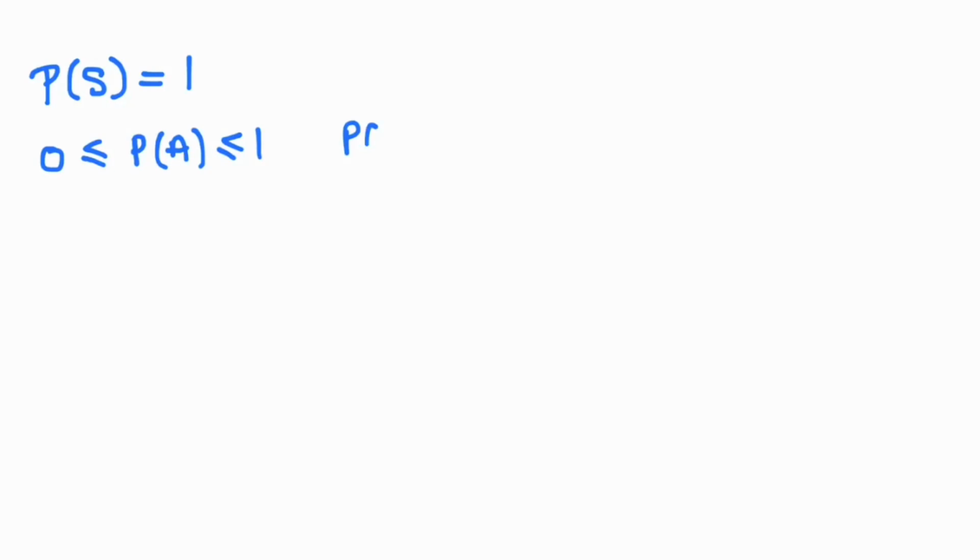One thing to remember is probabilities are always between 0 and 1. Probability of S is 1 because S will definitely occur. And for any event A, the probability of A is between 0 and 1. And we say that probability of A is equal to 0 if it will never occur, and probability of A is equal to 1 if it will always occur.